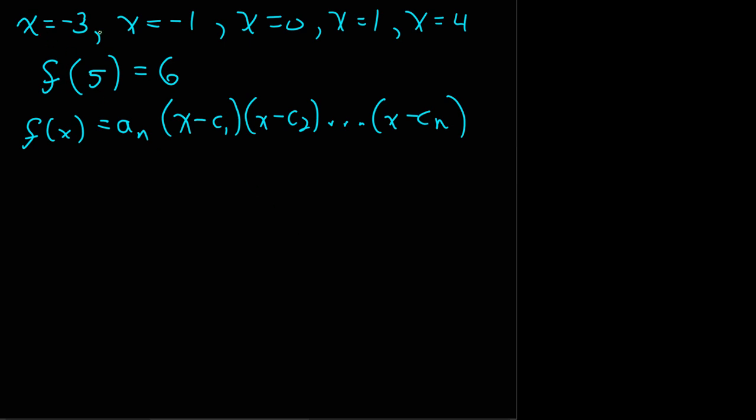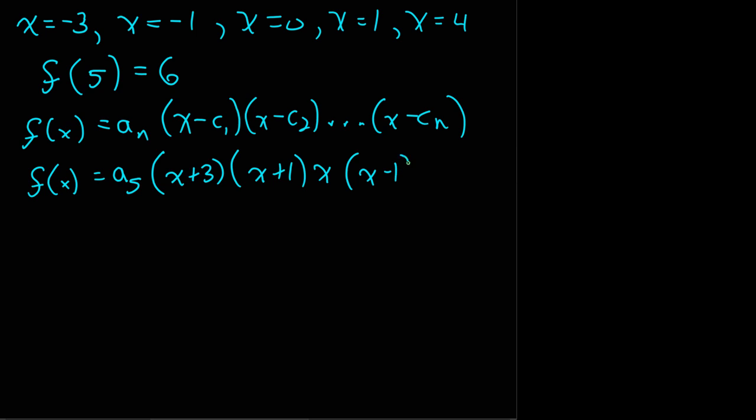Well, I have 1, 2, 3, 4, 5, so this is going to be a sub 5, right? 5 coefficients. And I have x plus 3, x minus 1, x plus 1, x minus 0, I'll get a lowly x in the middle there, x minus 1, and x minus 4. So knowing these roots, I can start writing for the polynomial.